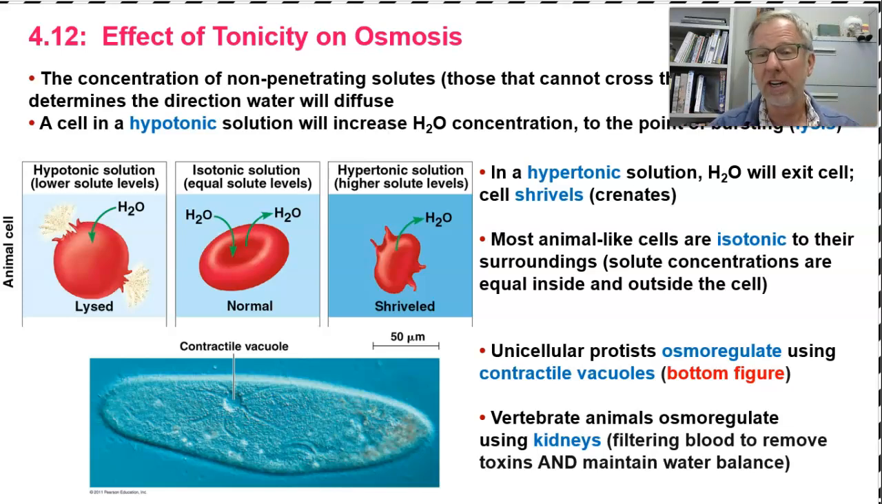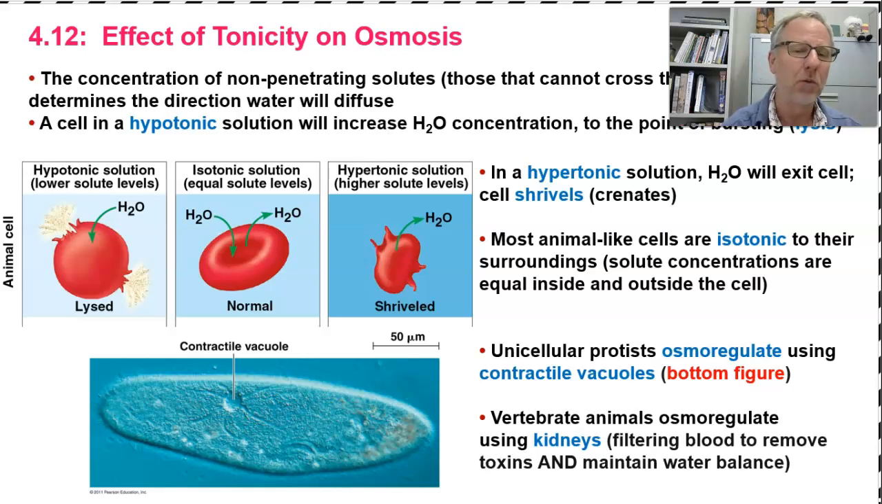And which organ in your body helps to regulate your water and solute balance so that everything is kept isotonic? Those would be your kidneys. And by the way, the process, I want you to know this, the process by which organisms control their solute and water balance is called osmoregulation.